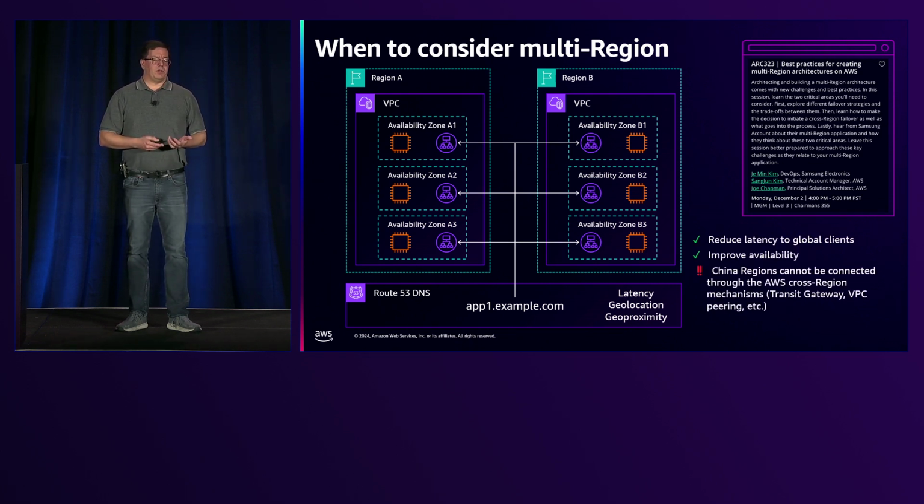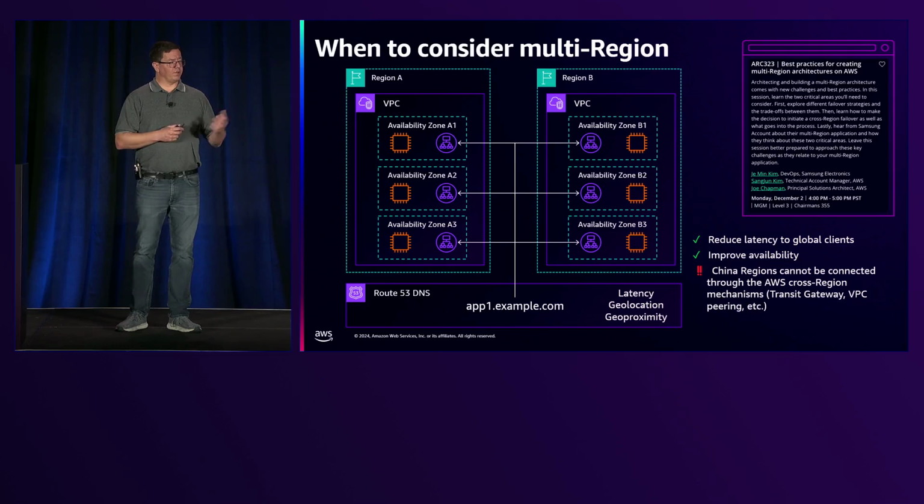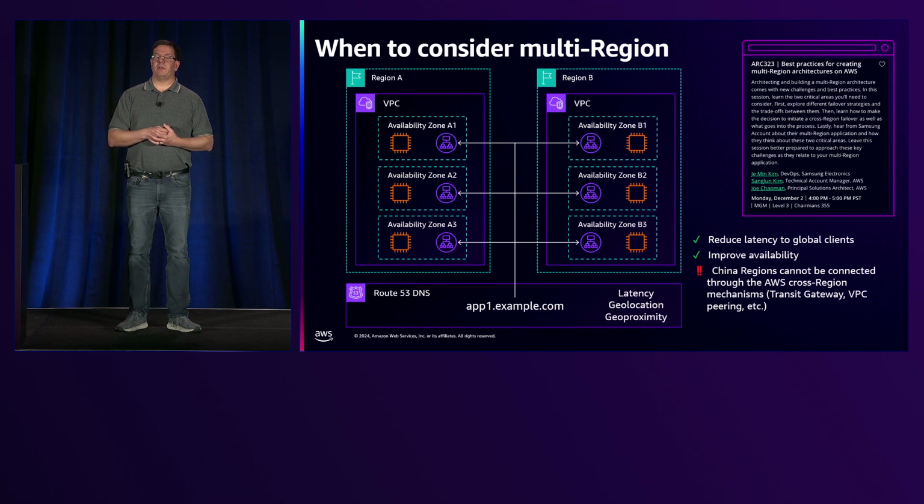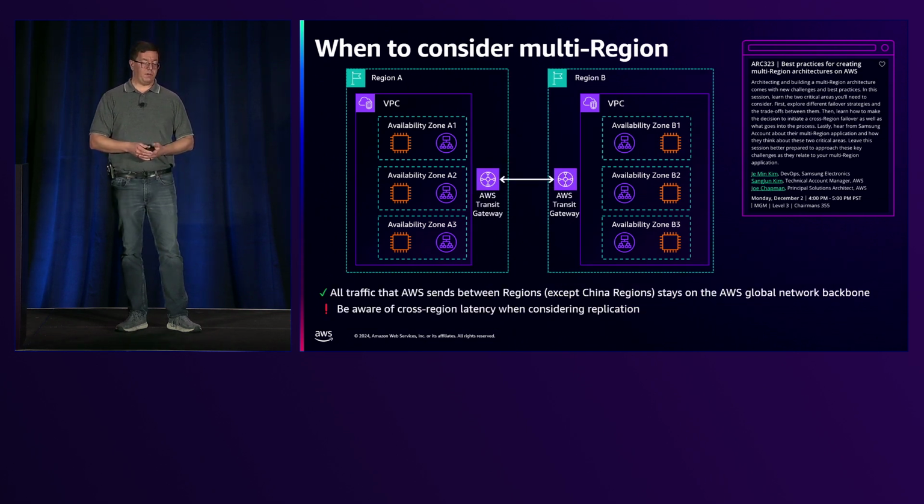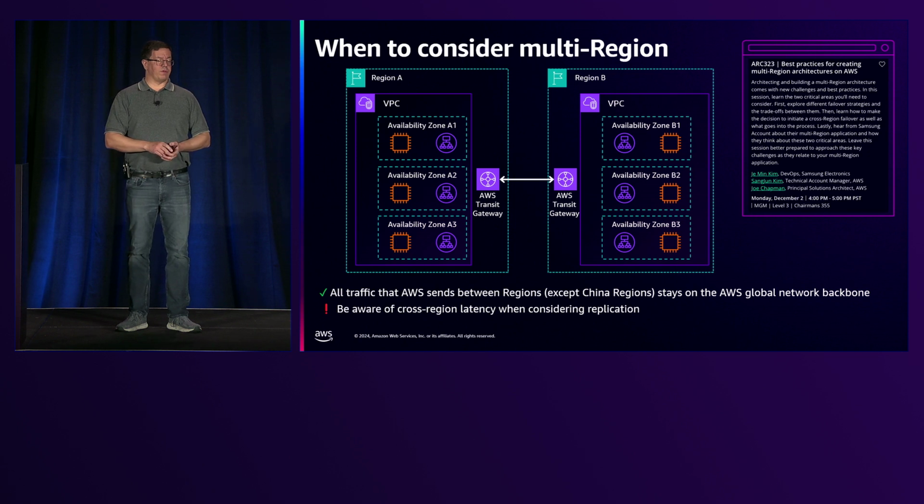The multi-region, you would use that to, like I said, reduce latency, improve availability. Just remember that as I go through the multi-region constructs, the transit gateways and such I mentioned earlier, you cannot go through China. China is a separate partition inside AWS, so it's off in its own area there. Transit gateway is one of the services that do allow you to go cross-region.